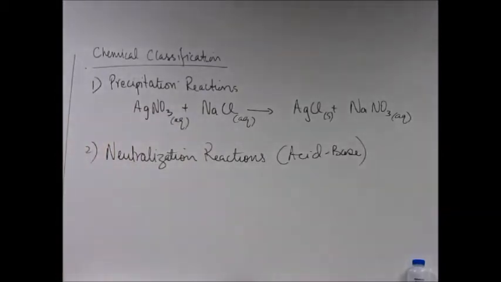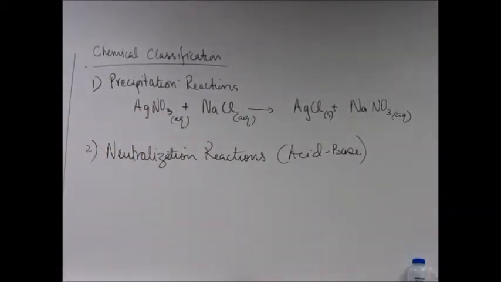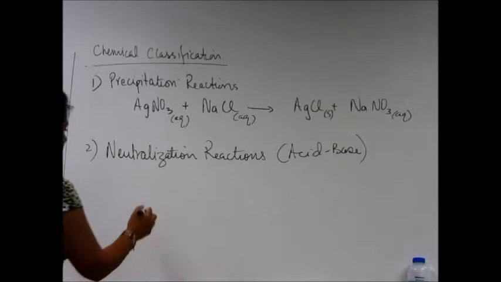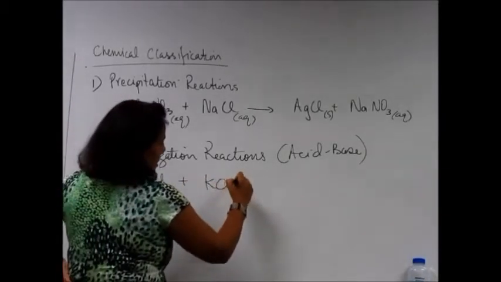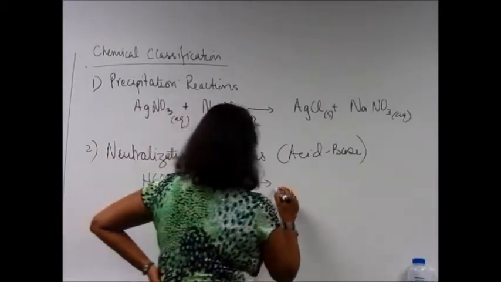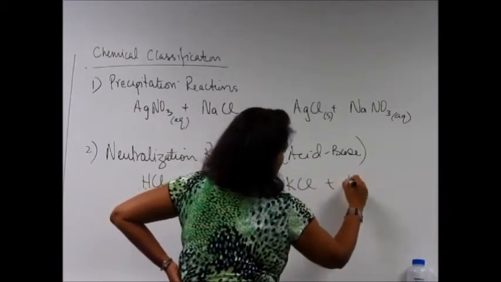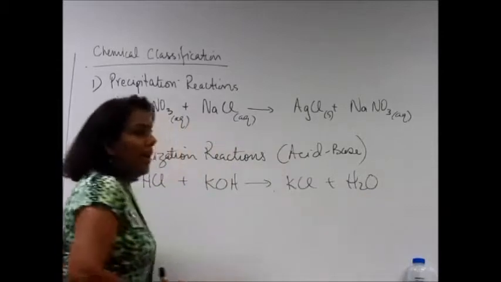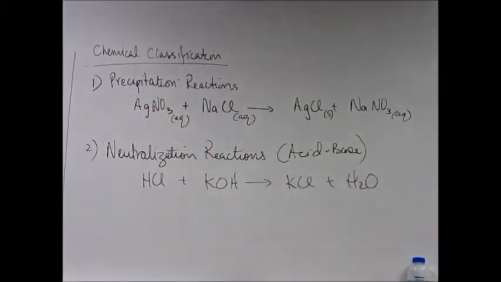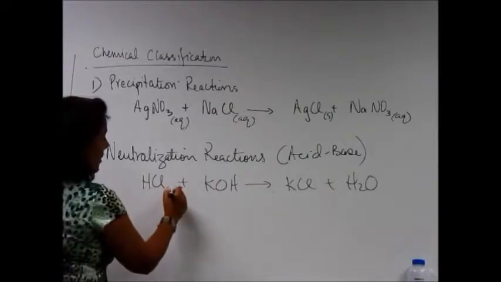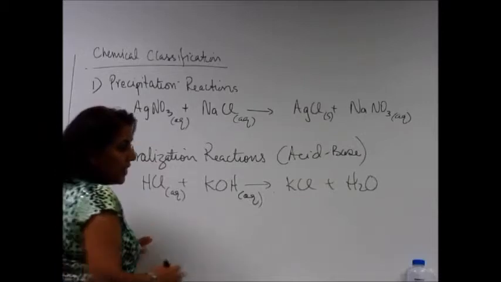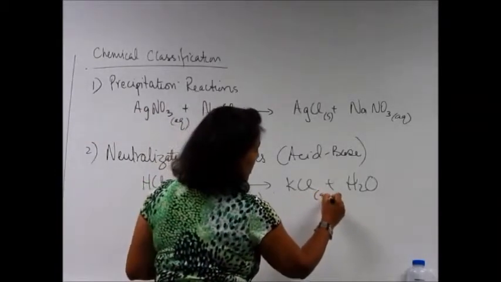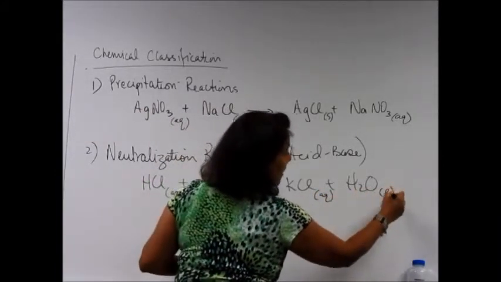These are also called acid-base reactions. And I will write a different one here for you. There's already one on the board, but still. Again, since this is a chemical classification, I'll have to specify whether something is aqueous or liquid or whatever. So here we go. This is aqueous. KOH is also aqueous. And then KCl, potassium chloride, is aqueous, and then water is a liquid.